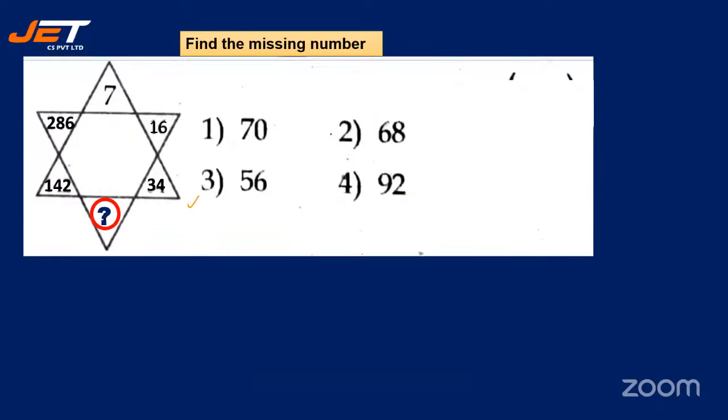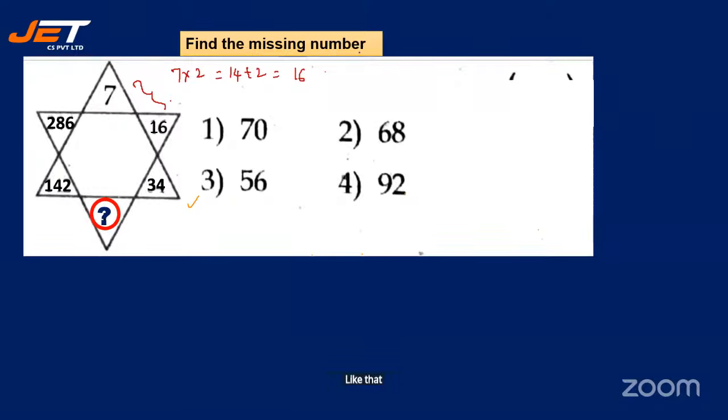Six set of numbers. 286, 7, 16, 142, 34, and dash. Right, now let's find the relation and solve the question. Right, so now if you see here, what is the relation between the 7 and 16? If you multiply 7 into 2, you get 14. Right, and if you add plus 2, you get 16.